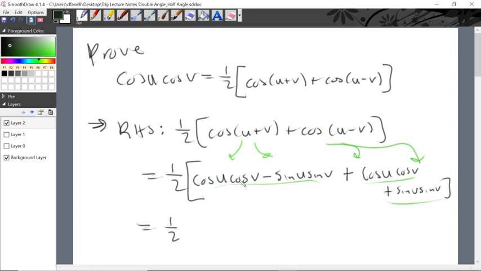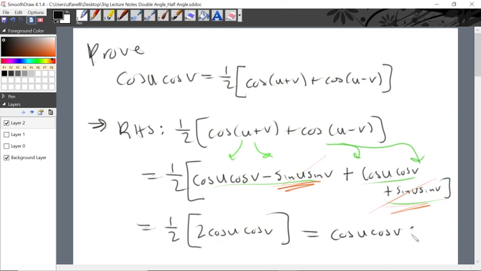We have a cosine u cosine v plus cosine u cosine v, so we combine those and get 2 times cosine u cosine v. Then we have minus sine u sine v plus sine u sine v, and those are going to cancel each other out. 1/2 times 2 is equal to 1, so this just equals cosine u cosine v, and that is the left-hand side, so that proves the identity. We were able to prove this starting on the right-hand side, working towards the left-hand side, by using known identities and formulas that we've already studied recently.